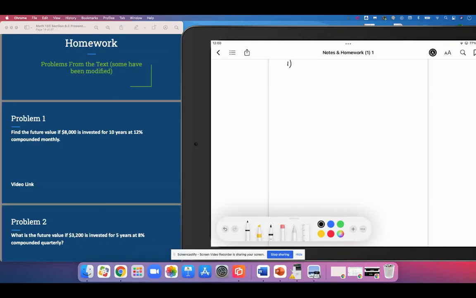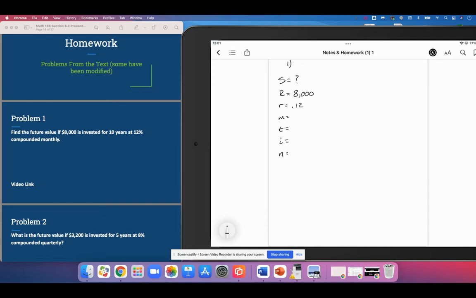Problem 1, find the future value of $8,000 invested for 10 years at 12% compounded monthly. You guessed it, we're starting with SERM 10. So we're looking for the future value. We don't know what that is. $8,000 is the amount that went in. The rate is 12%, so 0.12.